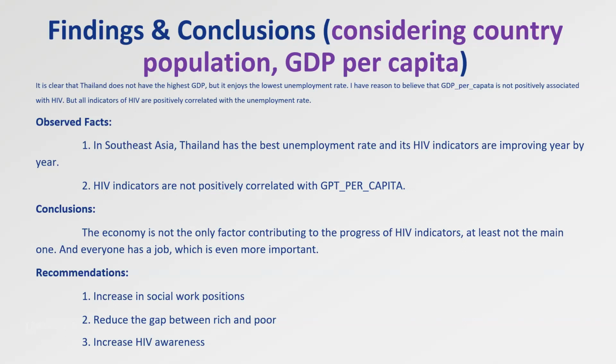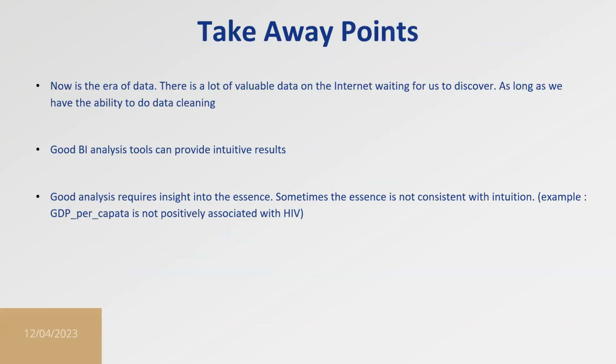And here are some of my recommendations: increasing social work positions, reducing the gap between rich and poor, and increasing everyone's HIV awareness. And here are my takeaway points. Now is the age of data. There is a lot of valuable data on the internet waiting for us to discover, as long as we have the ability to do the data cleaning.